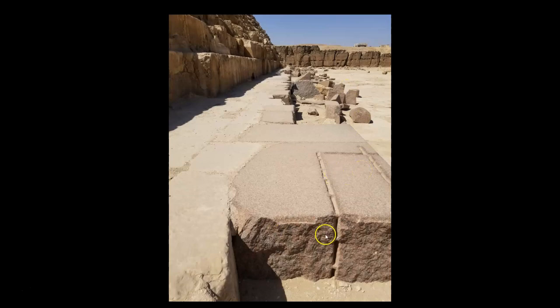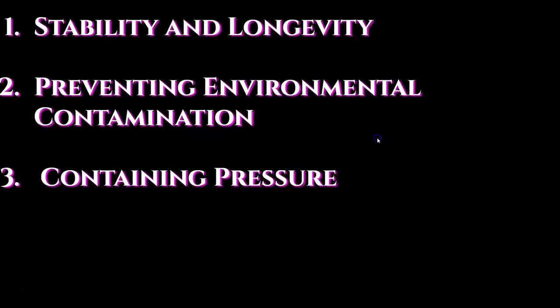I just wanted to point out the red granite casing stones that are on the lower two courses of the exterior casing stones of the central pyramid. The central pyramid had 2 courses of red granite. The third pyramid had 12 courses of red granite. And we're going to be discussing the function of this red granite in an upcoming video. I just wanted to point that out because it is critical to the operation of this structure.